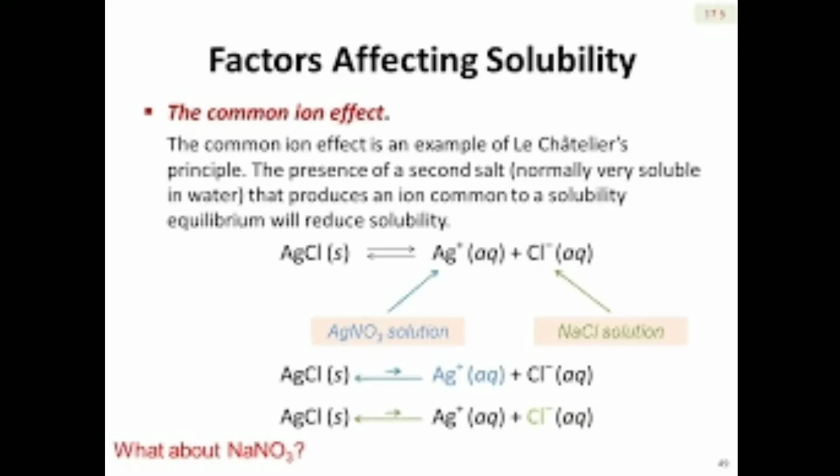Suppose AgNO3 is added to the saturated solution of AgCl. The salt AgNO3, being a strong electrolyte, dissociates completely in the solution. AgNO3 gives Ag⁺ and NO3⁻. The dissociation of AgCl and AgNO3 produces a common Ag⁺ ion. The concentration of Ag⁺ ion in the solution increases due to complete dissociation of AgNO3.